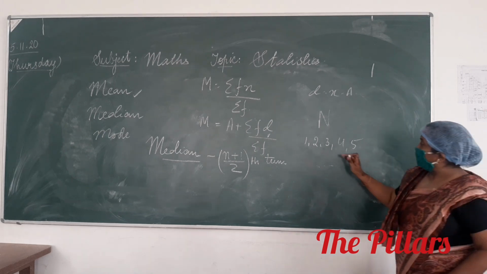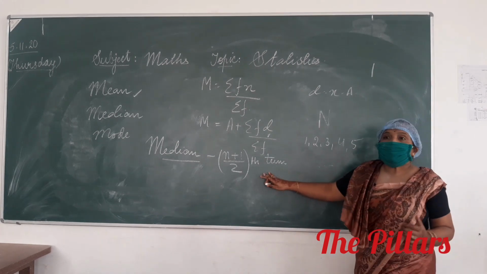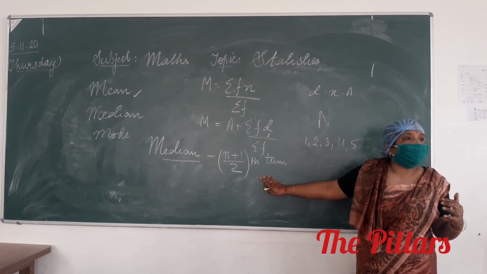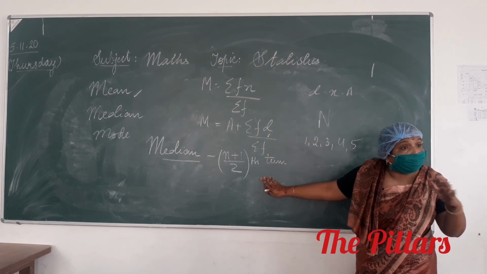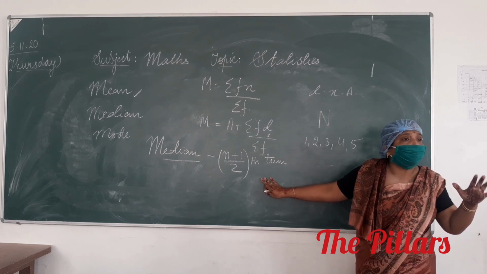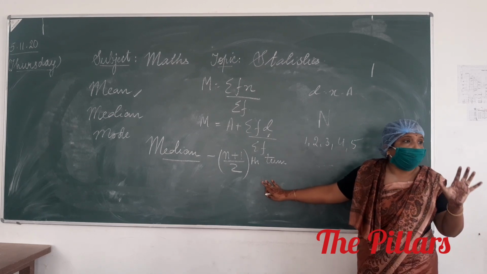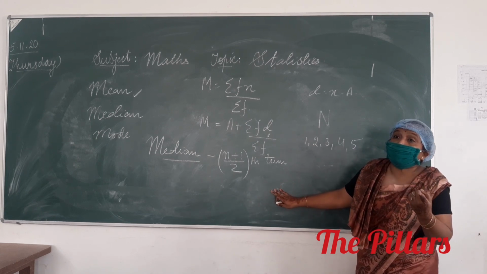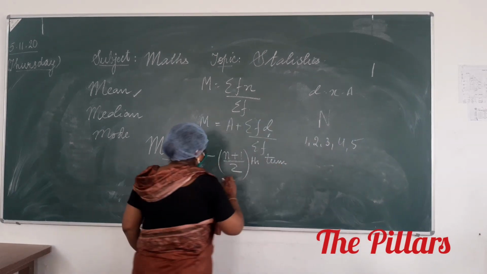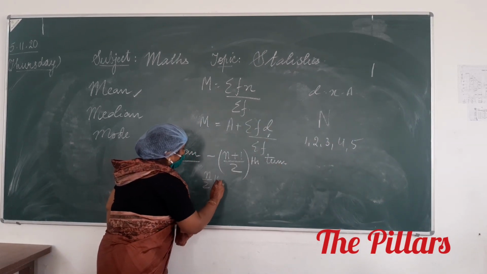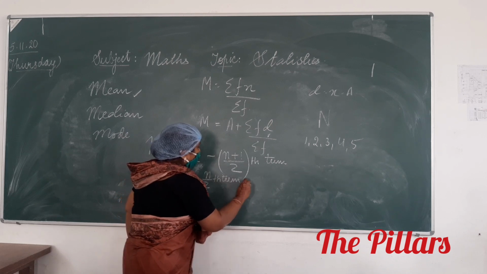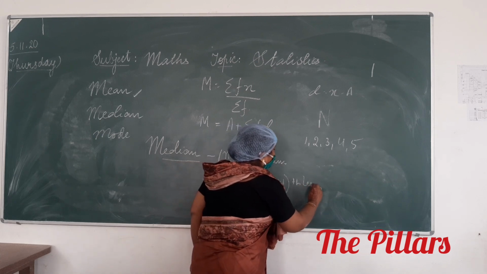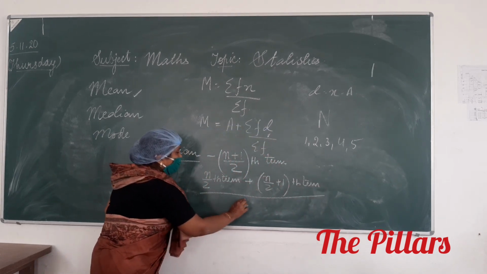Now, this is the formula to find the median when the observations are not presented in group form. And if the number of observations is even, then what will you do? N by 2th term plus N by 2 plus 1th term, whole by 2.